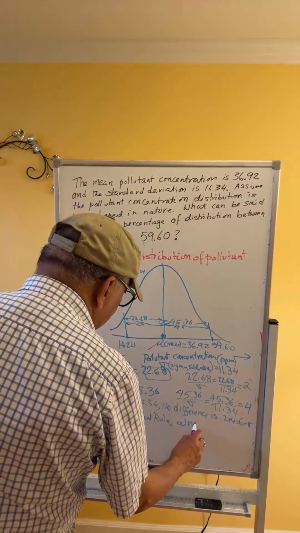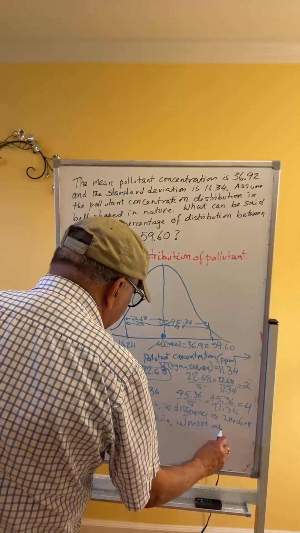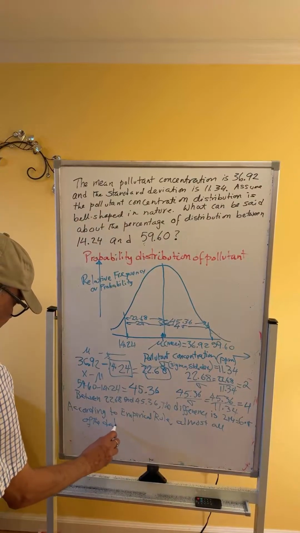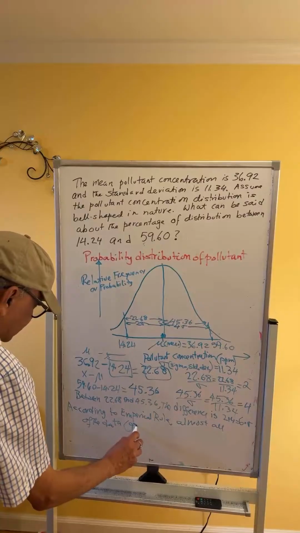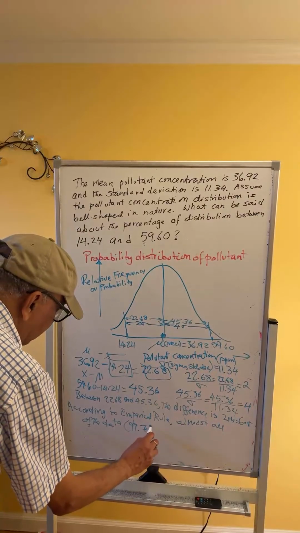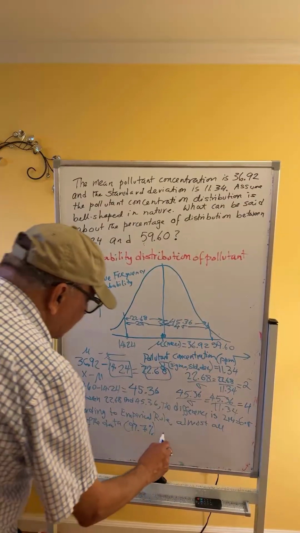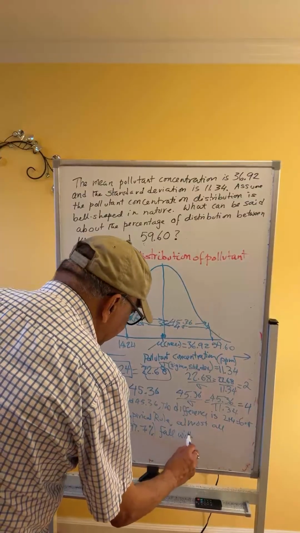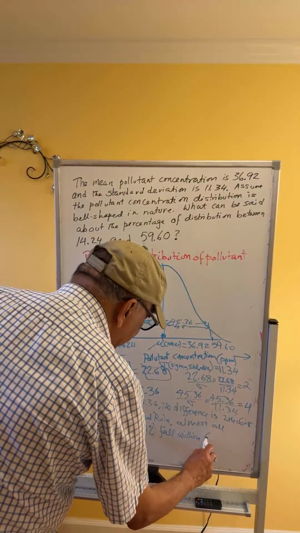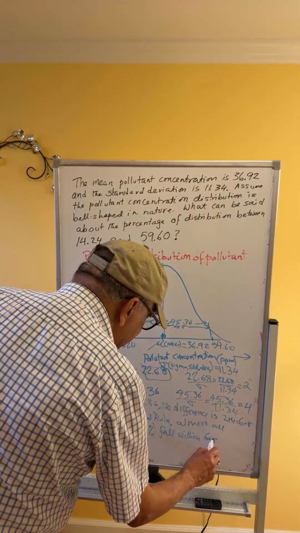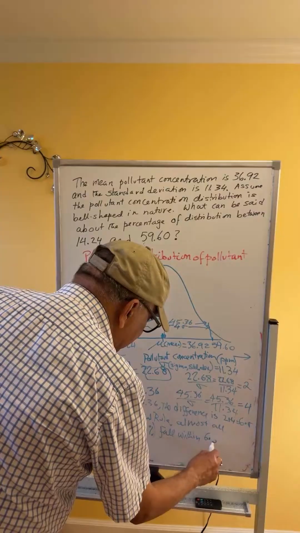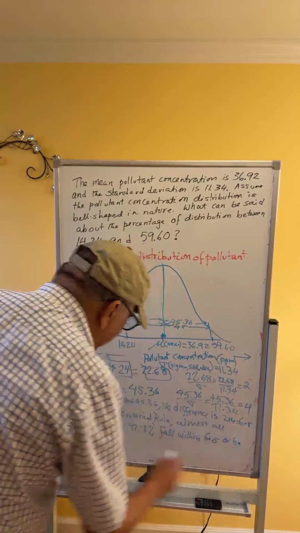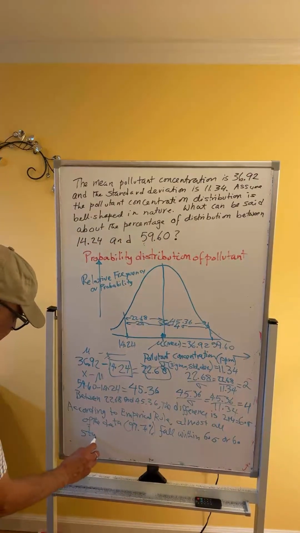almost all of the data, to be precise 99.7%, falls within 6 sigma, that is, 6 times the standard deviation, from the mean.